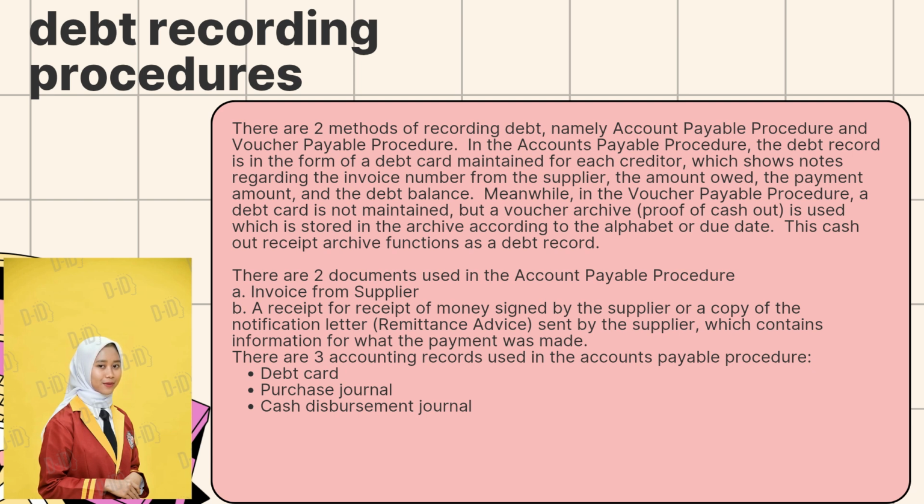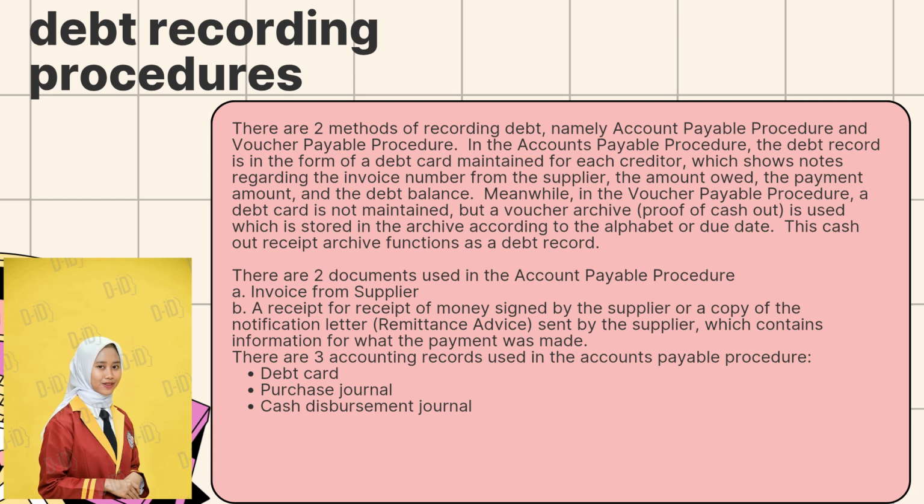Meanwhile, in the voucher payable procedure, a debt card is not maintained, but a voucher archive, proof of cash out, is used, which is stored in the archive according to the alphabet or due date. This cash out receipt archive functions as a debt record.